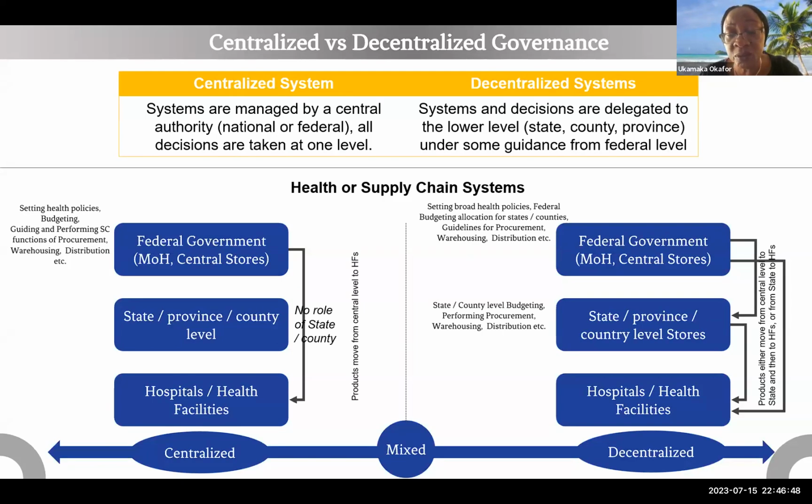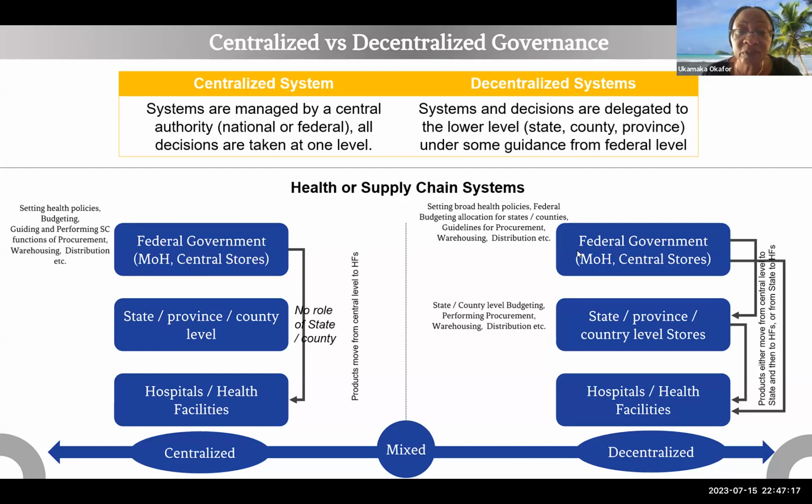So this is what we mean when we talk about the decentralized system. It means that the policies are made and the regulations are taken at the national level, but the state has full authority to adapt them to suit their needs. The state also implements and makes some of its own guidelines and regulations to come in line with what the national government has done.